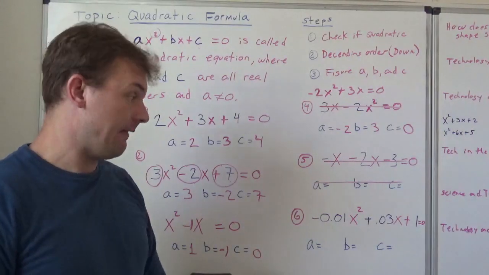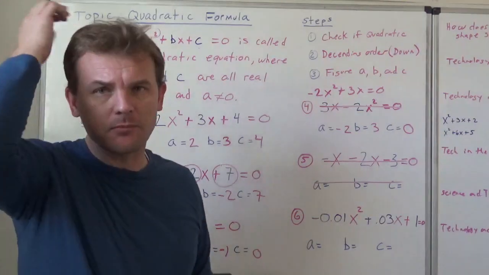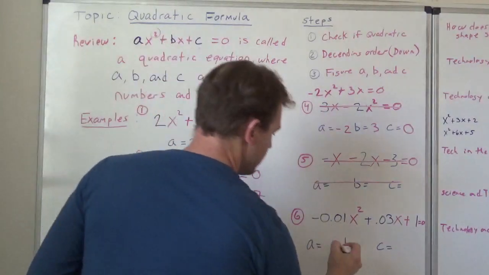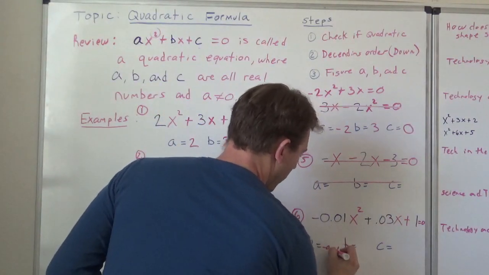Look at number 6. They can be decimals. A real number can be a decimal. So a is actually going to be 0.01.